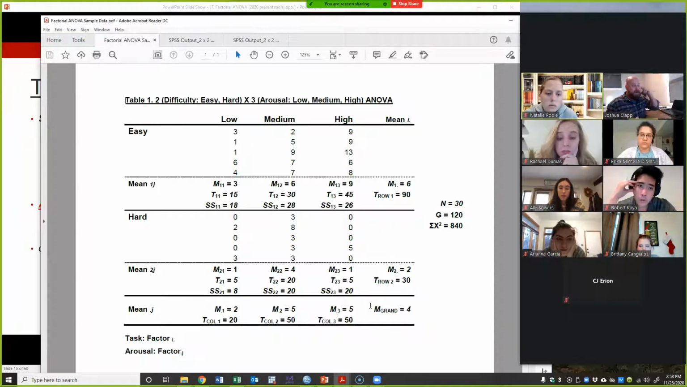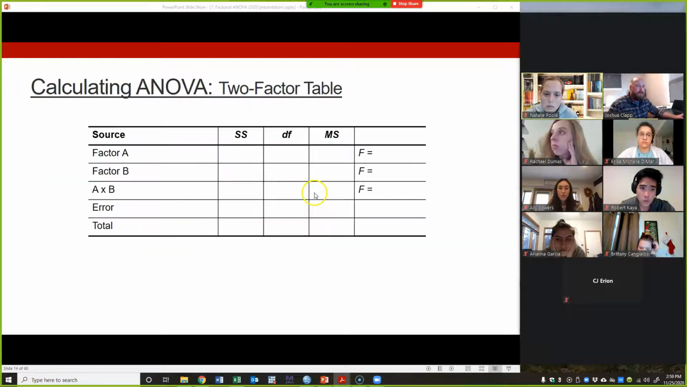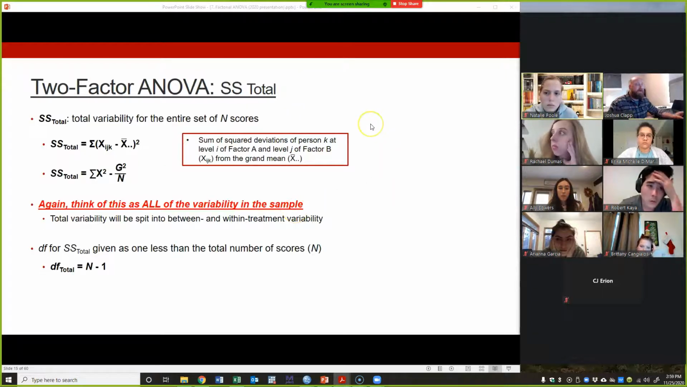Okay, so we have a small demonstration set here that we're going to use as we go through our table. In terms of calculating our effects and where our components are coming from, I'm going to start out by thinking about our sum of squares total. This is the total variability for our entire set of scores.